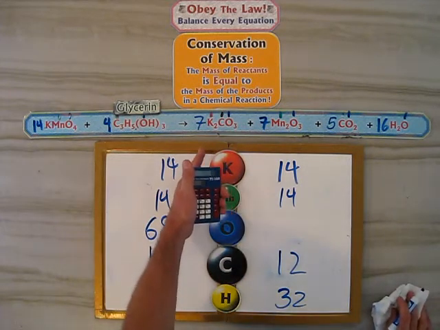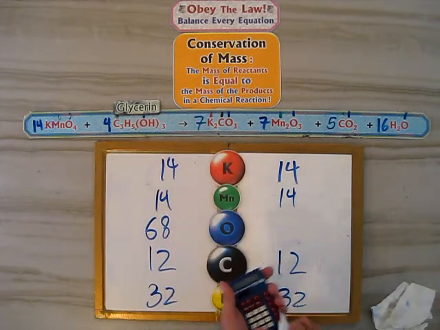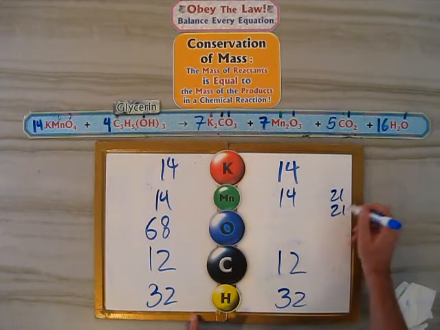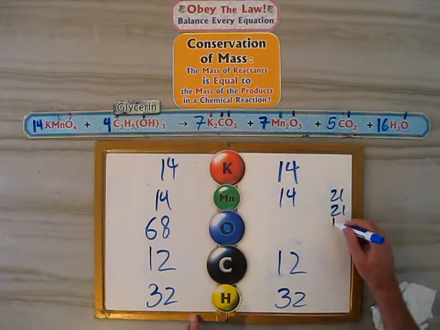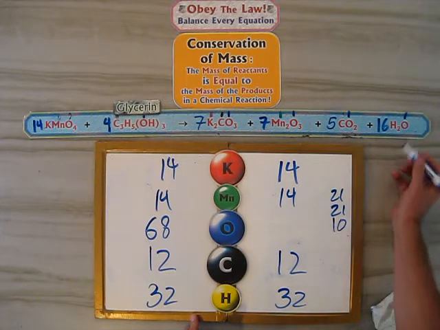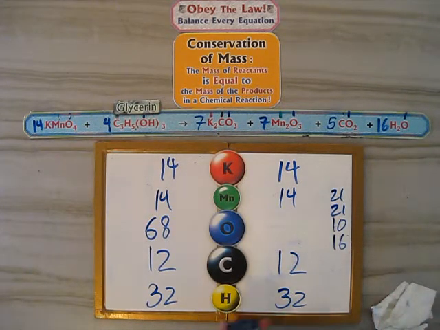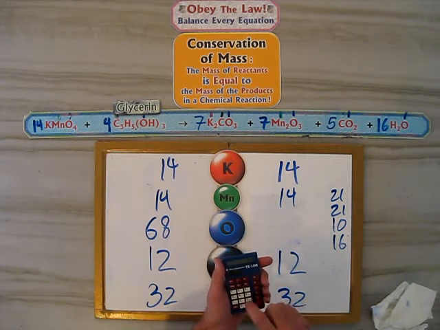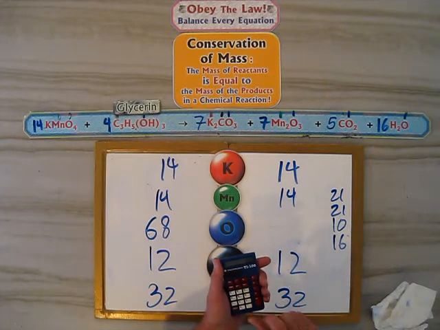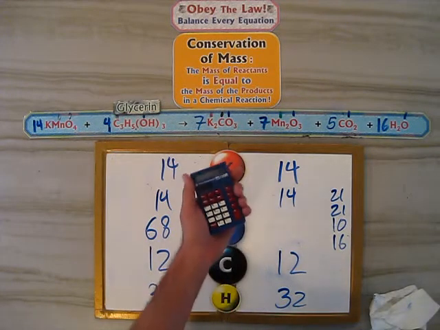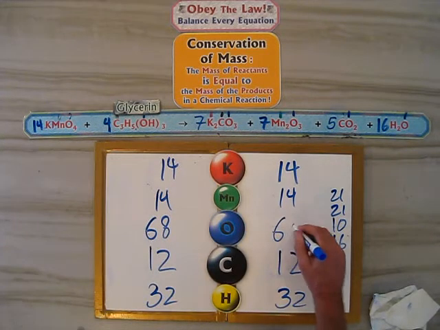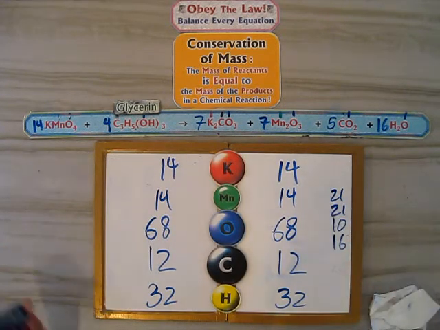How many oxygen are on this side? Okay, so 7 times 3 is 21. 7 times 3 is 21. 5 times 2 is 10. And 16 more. Okay, well, let's see. 21 plus 21 plus 10 plus 16 gives, oh my gosh! Woo! 68! So, woohoo! Oh yes!